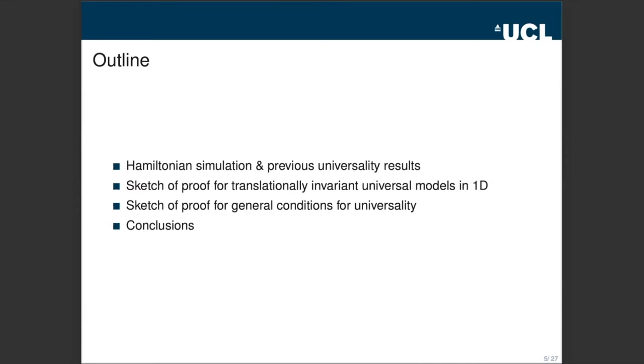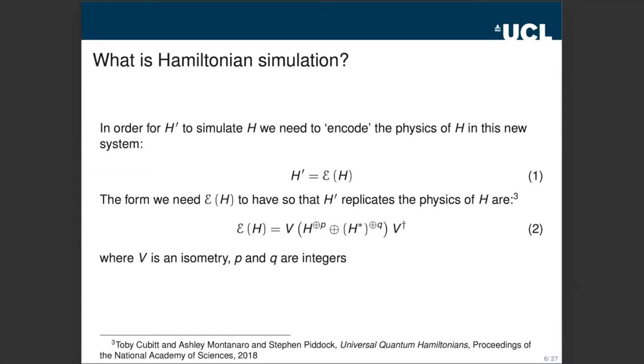Okay, so firstly, what is Hamiltonian simulation? Obviously to simulate some target Hamiltonian H, with the simulator Hamiltonian H prime, we're going to need to encode the physics of the target Hamiltonian into a subspace of the simulator Hamiltonian in some way. So in an earlier paper, two of my co-authors rigorously defined what these encodings have to look like. And the way we did this was by coming up with a list of operational requirements that you want the mapping of one Hamiltonian into another to satisfy if it's going to be called a simulation. So things like preserving the energy levels, partition function, measurement outcomes, time evolution, and other operational requirements like that.